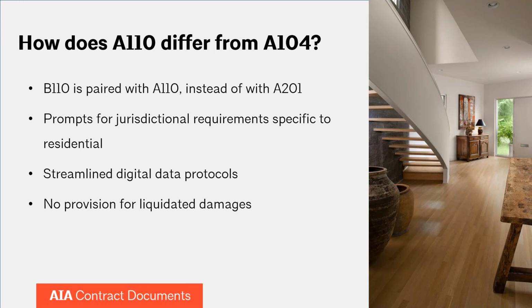The biggest change was this simple fact of the coordination with the B110, as I just discussed. Otherwise, like the B110, the document prompts for jurisdictional requirements that are unique to building homes and consumer protection requirements, et cetera. We've also made some edits to acknowledge just how homes are built a little differently than commercial projects. Certainly, it's less likely that you'll be sharing BIM models. That's why the digital data protocols are simplified. But if you want, you can edit for that. Just look at the original documents, that's the A104, and then you can add that language back in if you want.